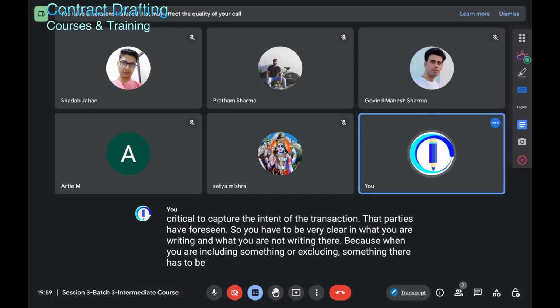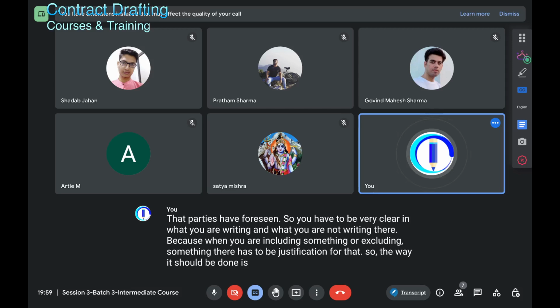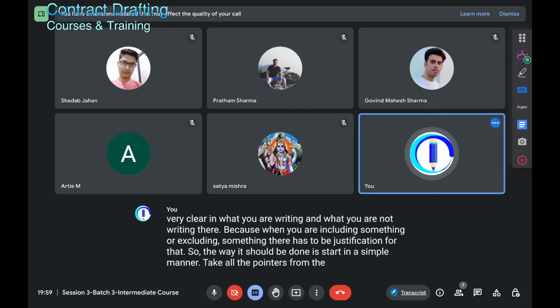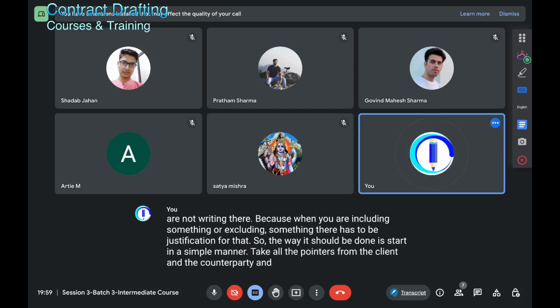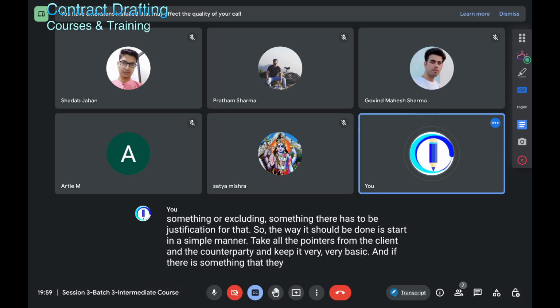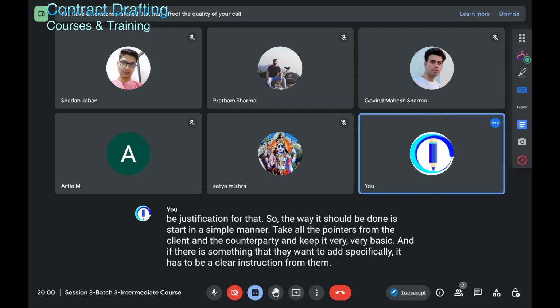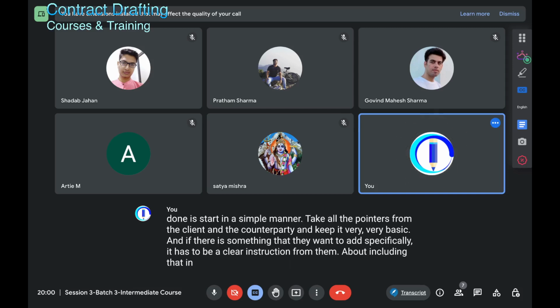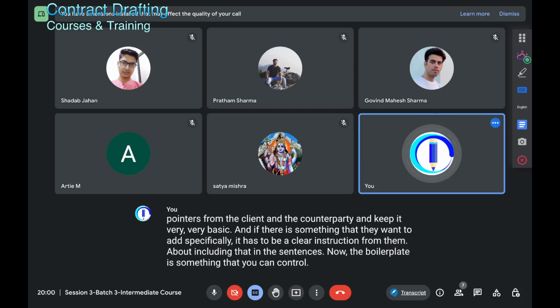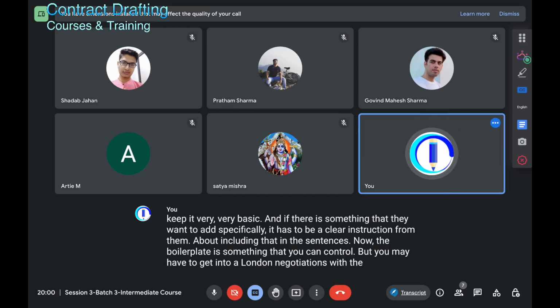So the way it should be done is start in a simple manner, take all the pointers from the client and the counterparty, and keep it very, very basic. And if there is something that they want to add specifically, there has to be a clear instruction from them about including that in the sentences. Now, the boilerplate is something that you can control, but you may have to get into lengthy negotiations with the counterparty's counsel. So there is a possibility.